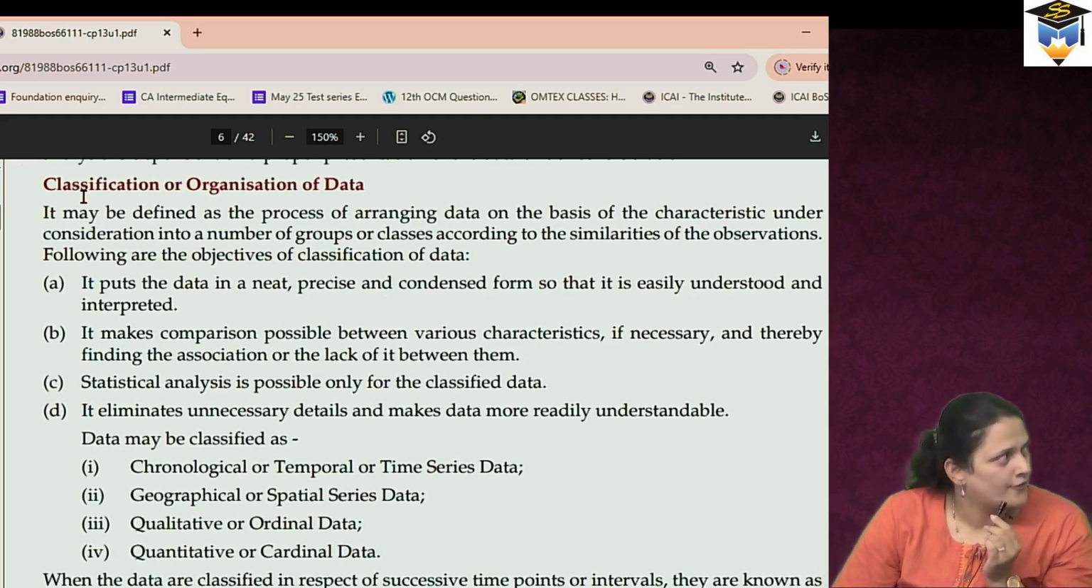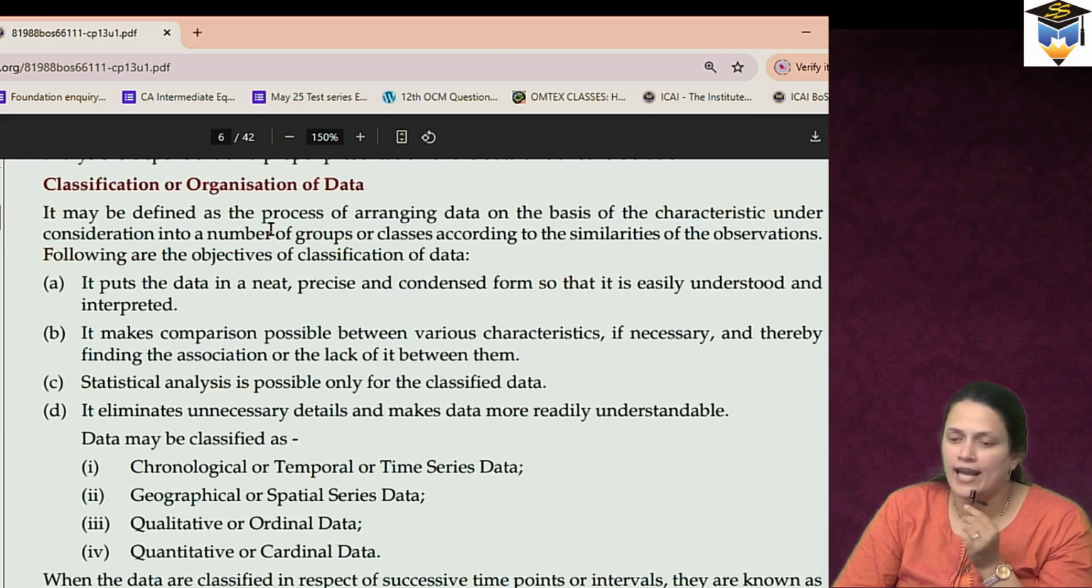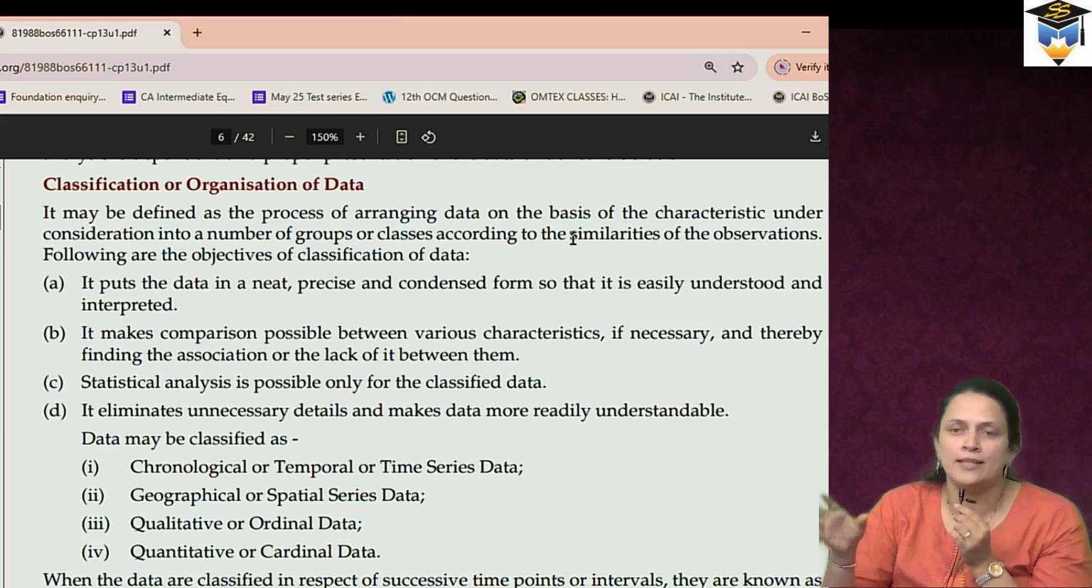Now, what is classification of data? It is defined as the process of arranging data on the basis of characteristic under consideration into a number of groups or classes according to similarities.